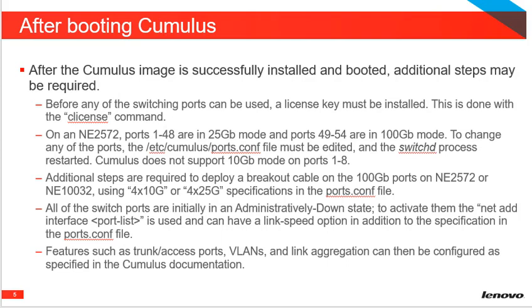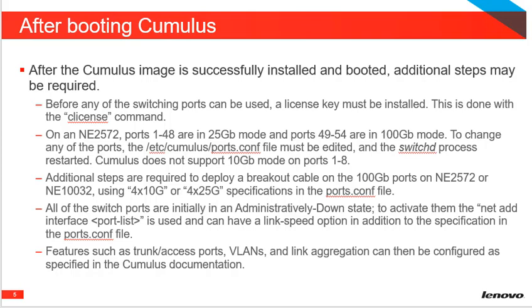Once Cumulus is booted, there are some additional steps required. They include installing a license key for Cumulus, and setting the ports in other than their default speed modes, which is 25 gig for ports 1 to 48 on the 2572, and 100 gig for 49 to 54. This is done using the ports.conf file, which must be edited. Additional steps are required to use a breakout cable for the 100 gig ports.